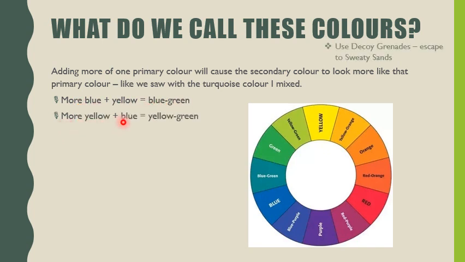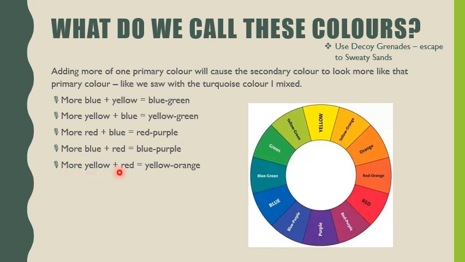If there's more yellow than blue, it's yellow-green. If there's more red than blue, it becomes red-purple. More blue than red, blue-purple. More yellow than red, yellow-orange. More red than yellow, red-orange. Okay, so we can really see the more color that we add is the color that we say first, basically. So again, if we added more blue than yellow to make green, it's now blue-green.